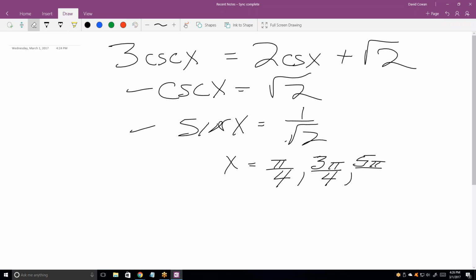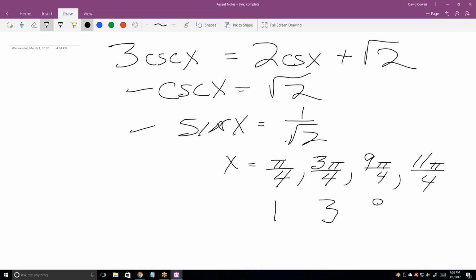Yeah, I got to add 2 pi to that first number. Yeah, that's what I messed up on too. It's 9 pi over 4. And then add 2 pi to the second number, and you get 11 pi over 4. So now our sequence is 1, 3, 9, 11.